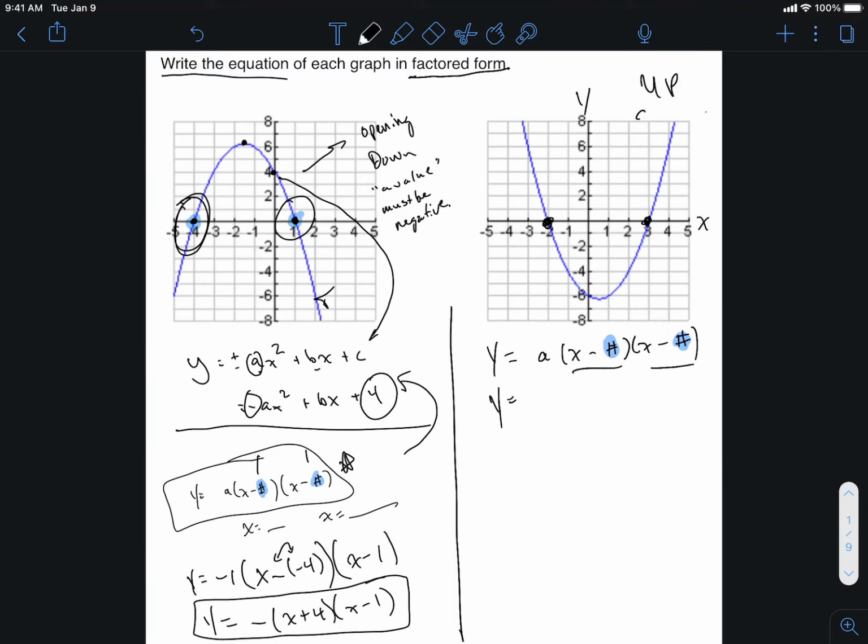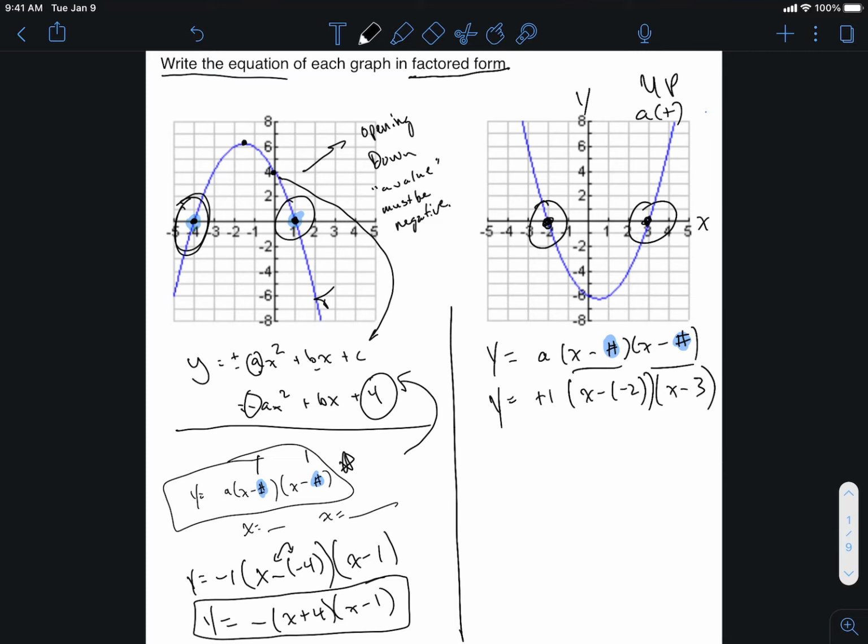Okay, so that must mean A has to be positive. And so we're going to go, it's positive 1. And we need to fill in the two numbers. Okay. What are the two numbers? Negative 2 and 3. X minus negative 2, x minus 3.